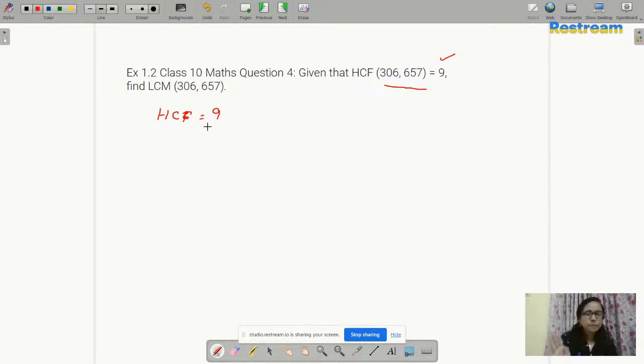Another thing we are given is these two numbers. One is A, another one is B. A is equal to 306 and B is equal to 657. So HCF given, A given, B given. Now what do you want to find out? We have to find out the LCM of these two numbers. So we have a formula. Last class we have learned it.